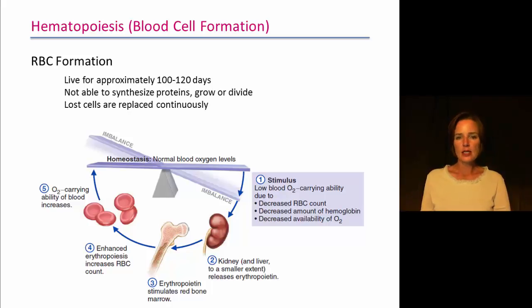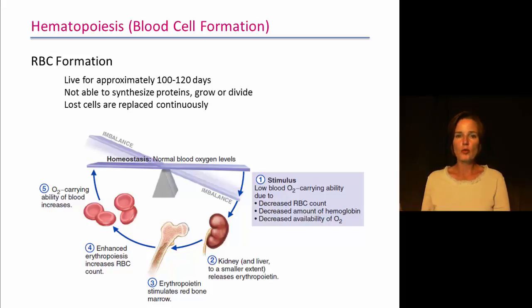So if there happened to be some type of stimulus that indicated there was low blood oxygen, this might be a decrease in the red blood cells, a decrease in the amount of hemoglobin, just decreased availability of oxygen. What that's going to do is stimulate the kidney, the liver in some cases, to release erythropoietin. Now that right there is going to go and stimulate the red bone marrow. And when we stimulate the red bone marrow, we're going to be stimulating it to go through the process of blood cell formation. So we will get production of erythrocytes, the red blood cells that are capable of carrying oxygen.